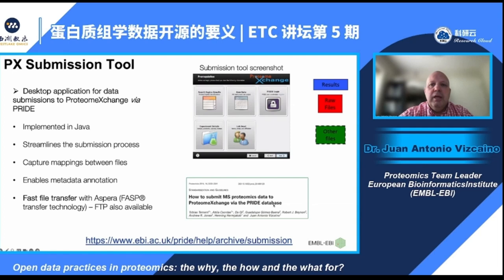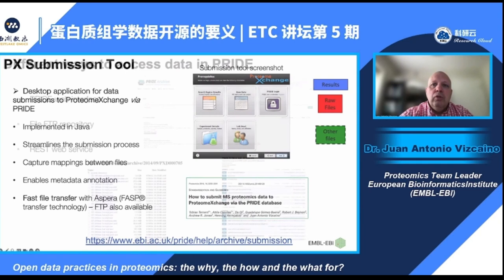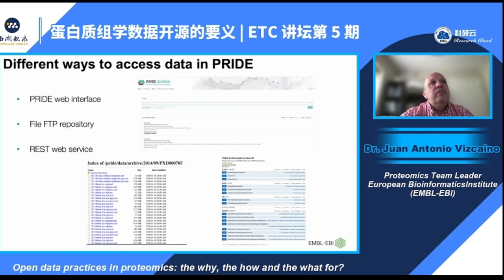So then, how to access this data? This data can be accessed through the PRIDE web interface, the file FTP repository, or if you want to retrieve more data in a batch, you can do it using our application programming interface, the API, the REST web service.